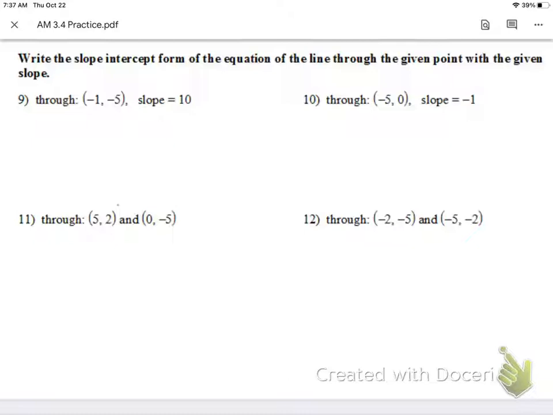All right, this one says, write the slope-intercept form of the equation of the line through the given point with the given slope. The key words here are write slope-intercept form. We know that slope-intercept form is y equals mx plus b. Again, this is just plugging in. I have a y, I have an x, I have a slope, and all I gotta do is plug it in to then find b. Because in the end, I need to find my m, and I need to find my b for the final answer.